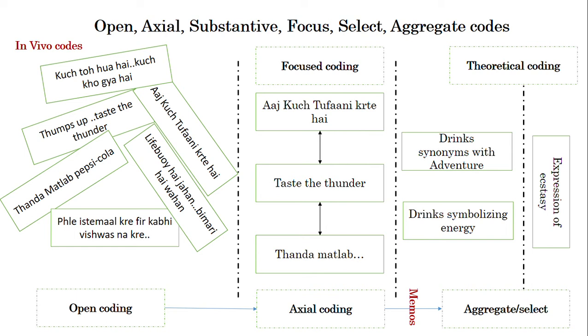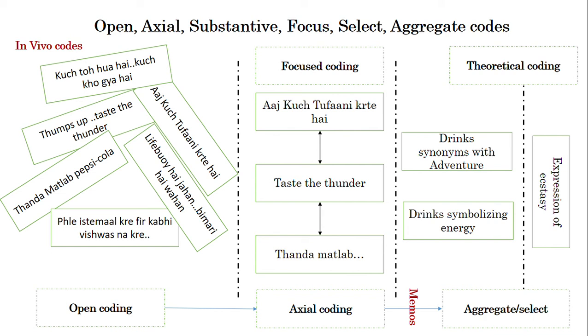And now here you look at the literature, you refer to the literature, you analyze it, and you see whether drink synonymous with adventure and drink symbolizing energy has something to do with existing literature, existing frameworks, existing conceptual ideas that have been discussed by scholars, by prior studies, books, and so on. And then based on that, you finally create a theoretically grounded theme, which is expression of ecstasy. So here, this is one theoretical theme that you have generated based on the in vivo codes, open codes that are mentioned. Similarly, you will create more theoretical themes.